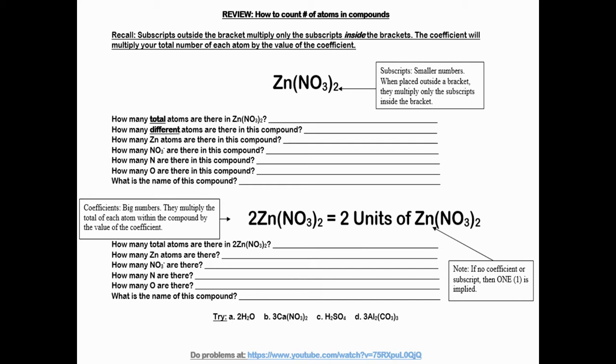So let's just do a quick recap on how to count atoms within compounds and molecules. We actually did make a previous video to review that, so please go take a look at that if you need more information and more details on that. But a quick little practice here. So here we have zinc nitrate. How many total atoms are there? Well, there's one zinc.